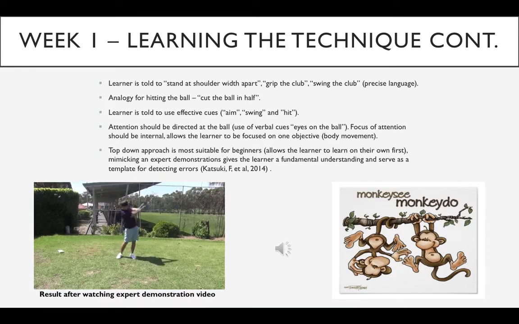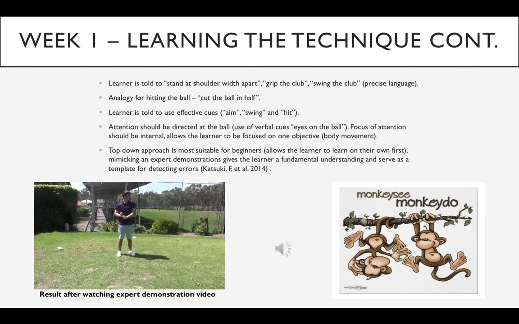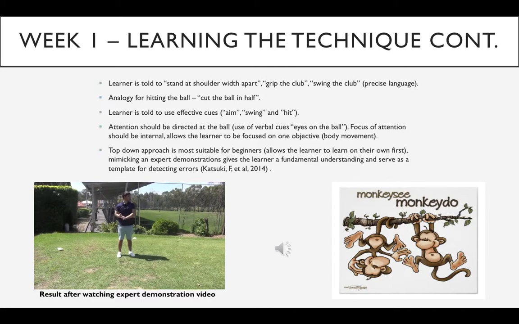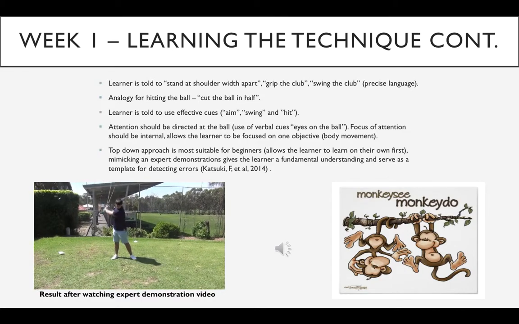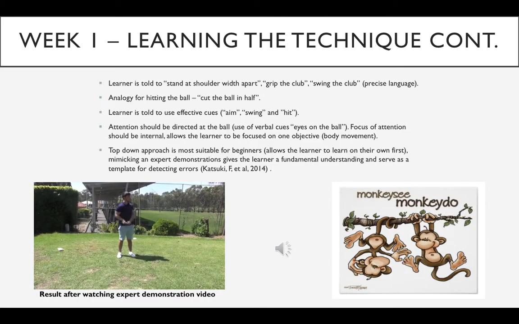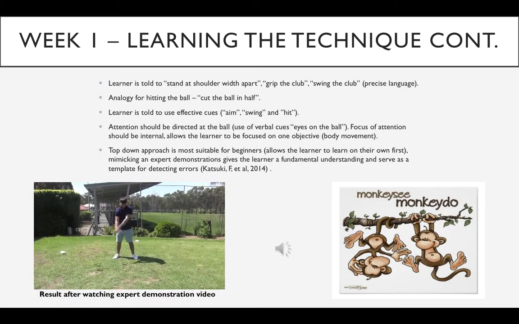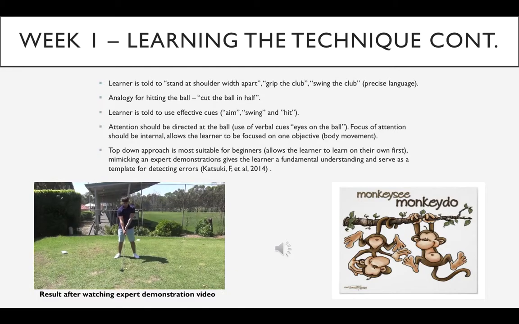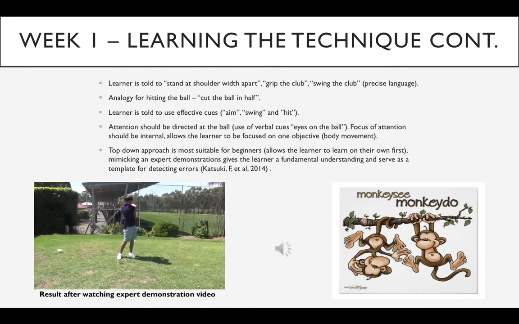The top-down approach is most suitable for beginners, which allows the learners to learn on their own. Mimicking an expert's demonstration gives the learner a fundamental understanding and serves as a template for detecting errors. This is depicted in the picture below in the right-hand corner. And in the picture below in the left-hand corner is the learner executing the skill.